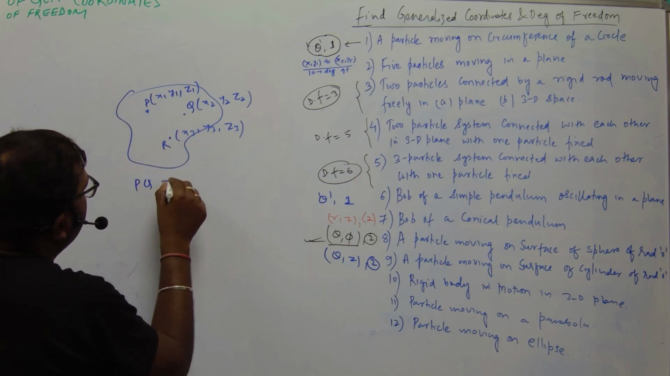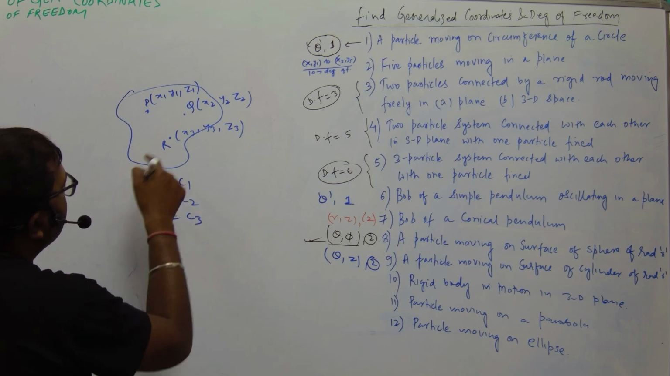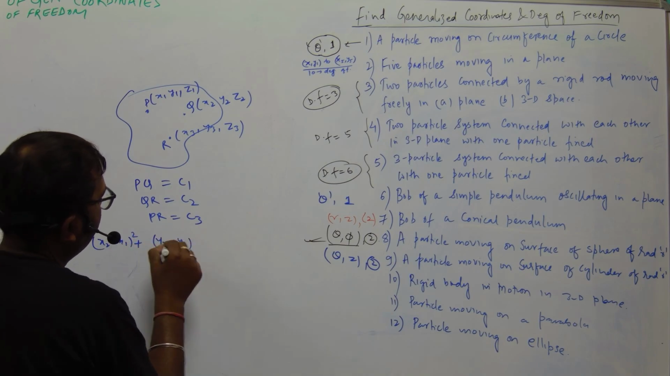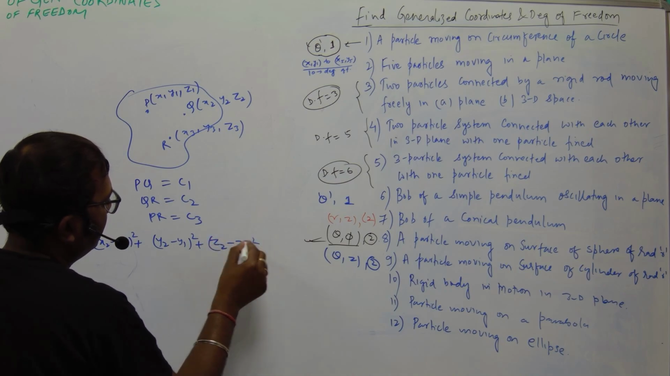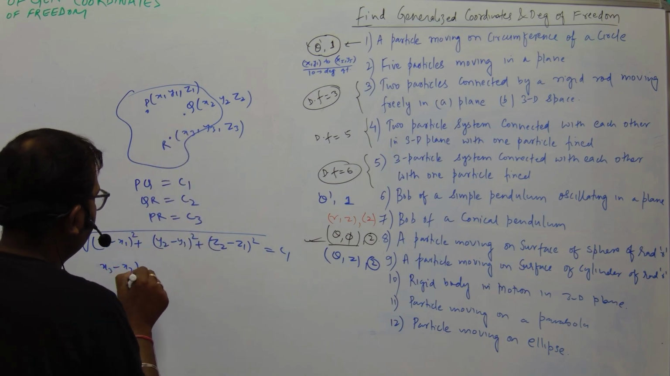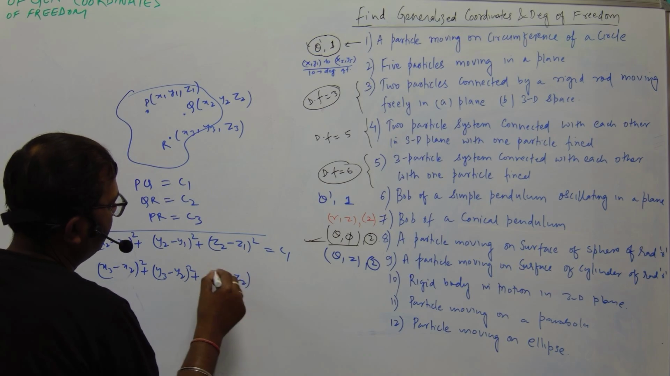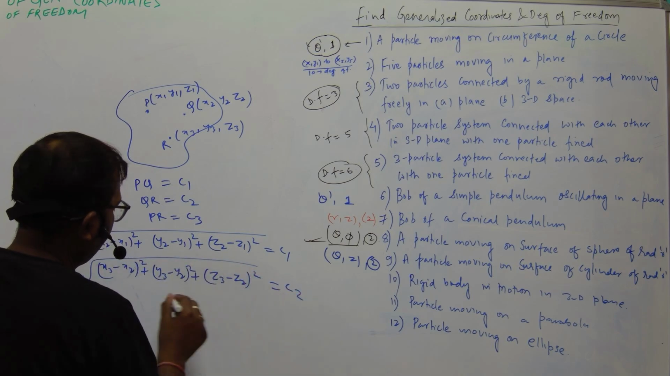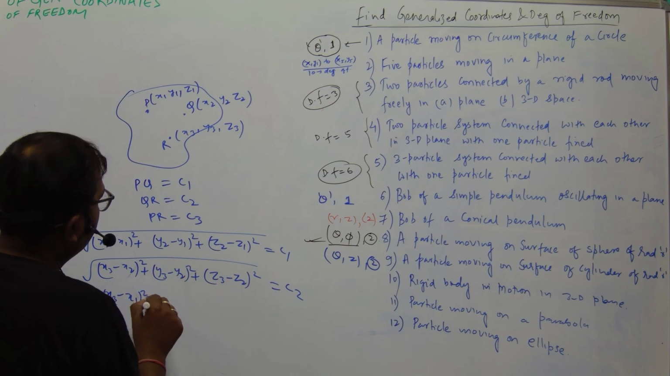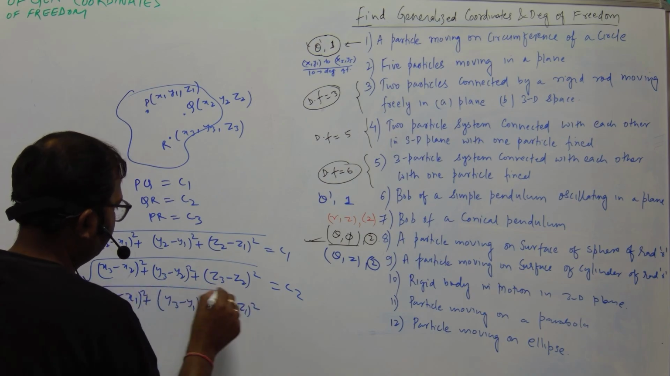Let us take the distance between PQ as C1, QR as C2 and PR as C3. So we have the distance PQ as the square root of (x2 minus x1) whole square plus (y2 minus y1) whole square plus (z2 minus z1) whole square, which is equal to C1. What is C2? QR. So this is the square root of (x3 minus x2) whole square plus (y3 minus y2) whole square plus (z3 minus z2) whole square, equal to C2. And we have C3 as PR. So we have the square root of (x3 minus x1) whole square plus (y3 minus y1) whole square plus (z3 minus z1) whole square, equal to C3.